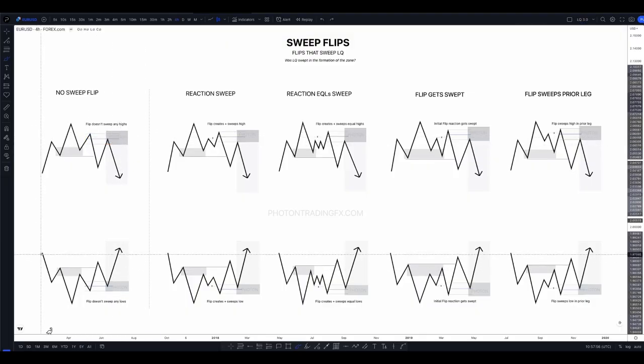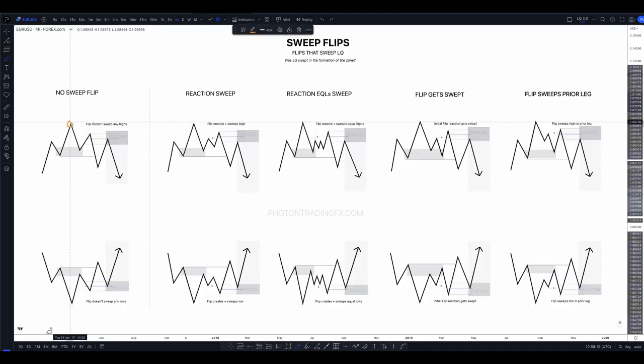And then obviously the same for supply to demand, where price comes into supply, it fails to do its job, it fails to make a lower low, and then we get the failed reaction, the failed zone, and the structure shift in this case, right? And then we look to enter on the supply that caused that to happen, okay? Now, in this instance, what do I call it? A no sweep flip, because it doesn't sweep any liquidity in the creation of the zone, right? The flip doesn't sweep any highs.